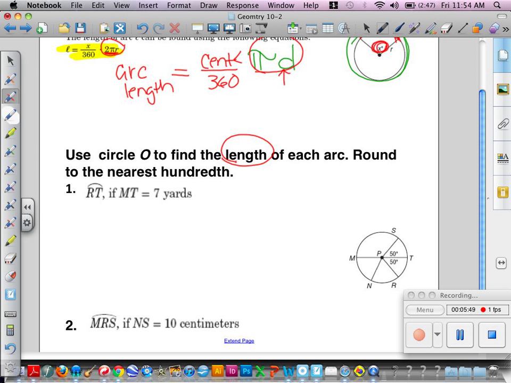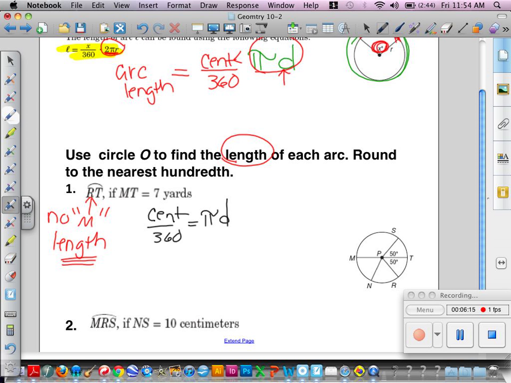Look at problem number 1. They are asking me to find RT. There is no M in front. This is asking you to find the length. The length, not degrees, but length. So I need to use my formula, central angle over 360 pi d. So now I'm going to go and find RT. There's RT. I'm going to go and find my central angle. Use my radii to get me to my central angle. It's 50 degrees.